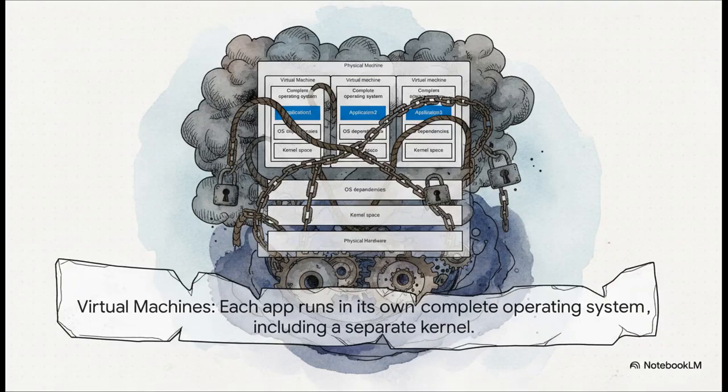Okay, so with virtual machines, or VMs, you've got all this heavy baggage. I mean, look at this. Every single application has to run inside its own complete operating system. You've got the app, its libraries, and a whole guest OS with its own kernel. You're literally running a computer inside of a computer. It's bulky, it's slow to boot up, and it eats up a ton of resources.